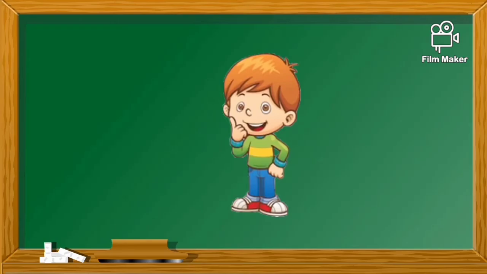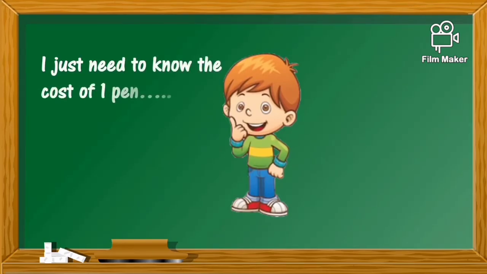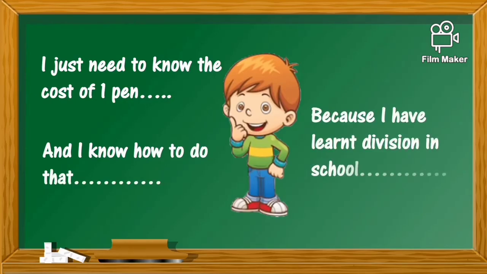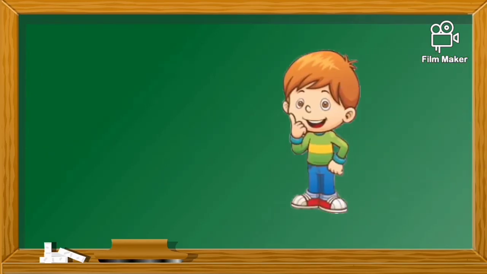And suddenly Ravi realized that it is not difficult after all. He just needs to know the cost of 1 pen. And he knows how to do that. Why? Because he has learnt division in school.